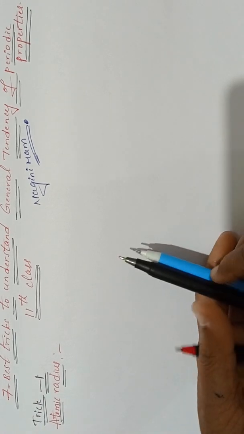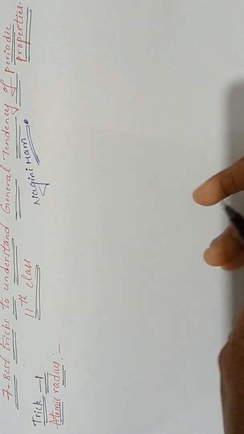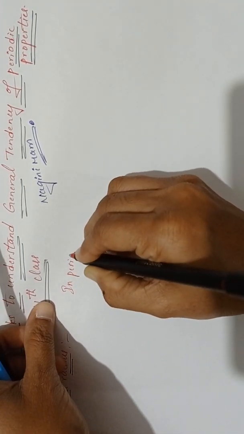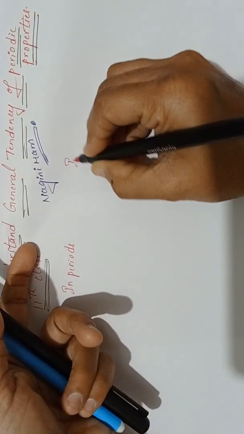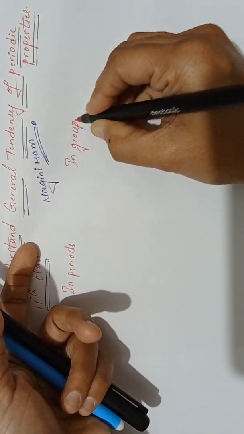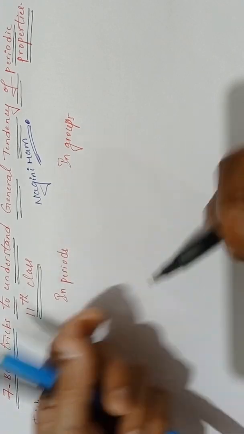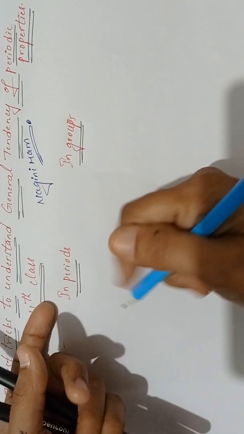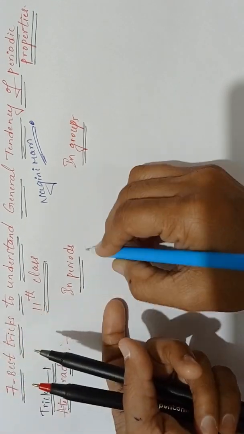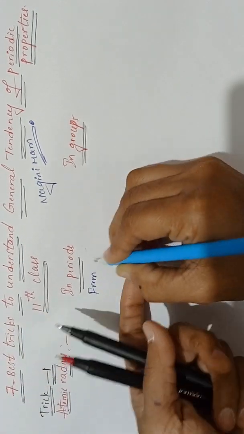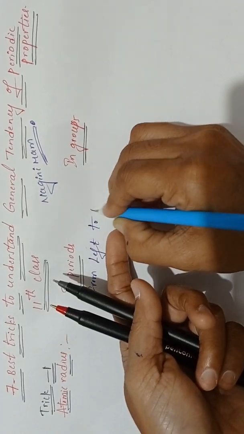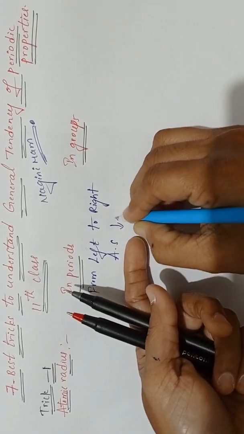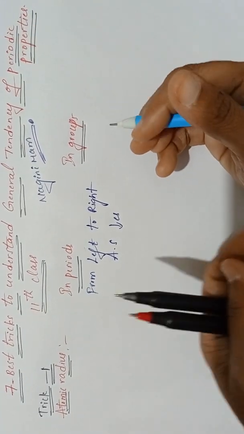So we know atomic radius, from left to right in periods. In periods, how does atomic size change, students? In periods, atomic size decreases, from left to right. Atomic size decreases. Clear?